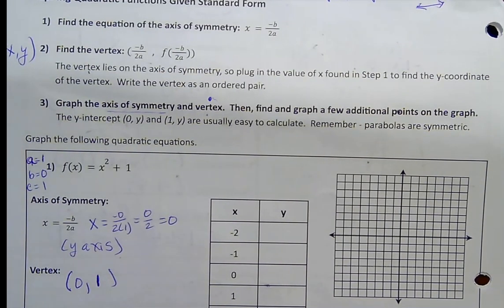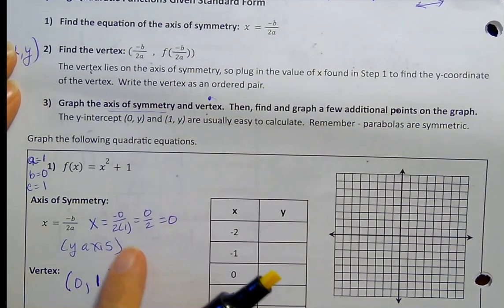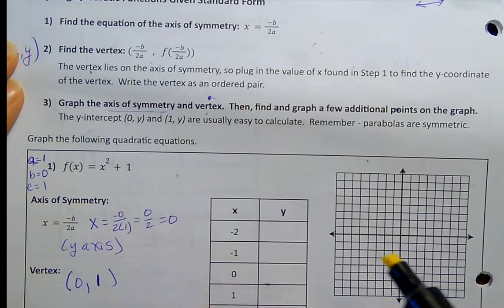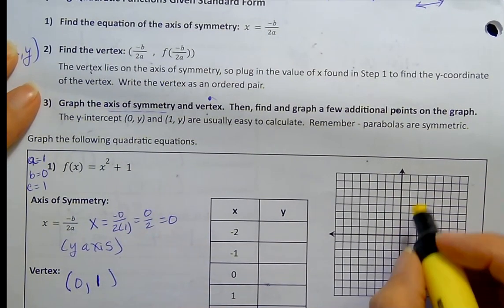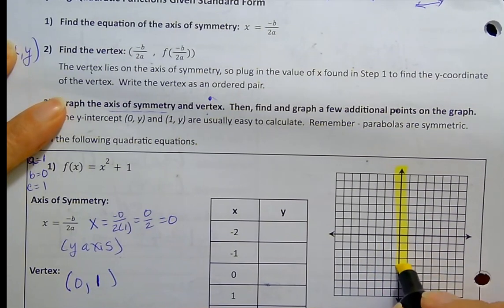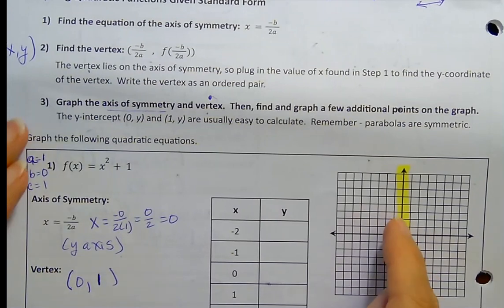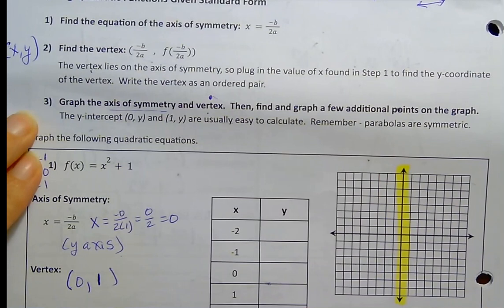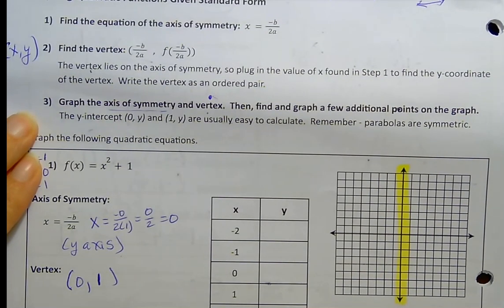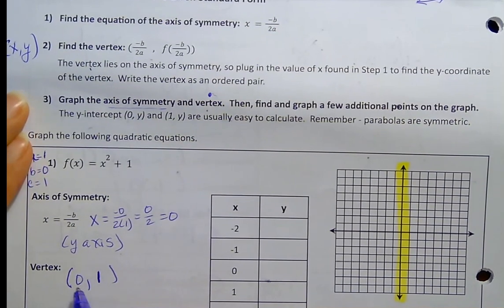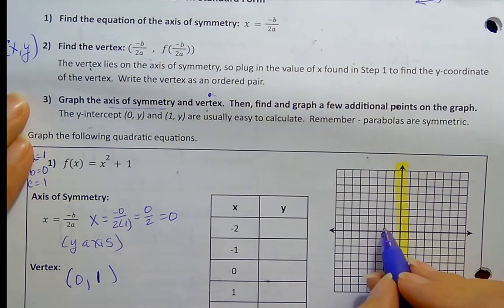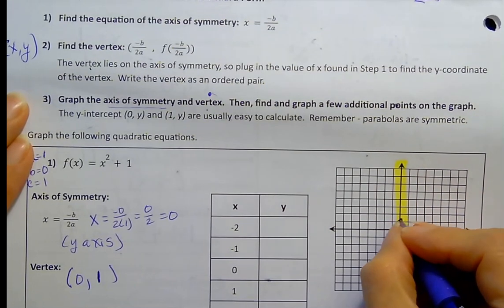Okay, I found my axis of symmetry, and I found my vertex, and so number 3 tells me graph the axis of symmetry. Well, I said it's the vertical line at x equals 0. Here's my origin, so x equals 0. This is my axis of symmetry, that highlighted yellow spot. Okay, so I know that the whole parabola is going to be the same distance to the left as it is to the right of that line of symmetry. It says graph the line of symmetry, graph the vertex. Well, my vertex we calculated is at (0, 1). So (0, 1), this is my vertex.